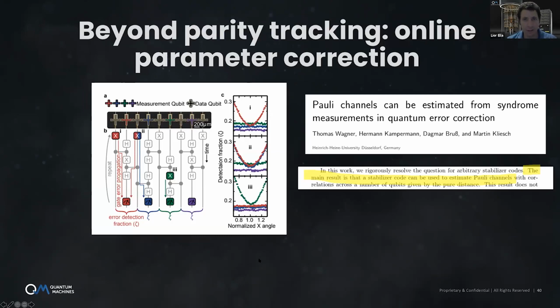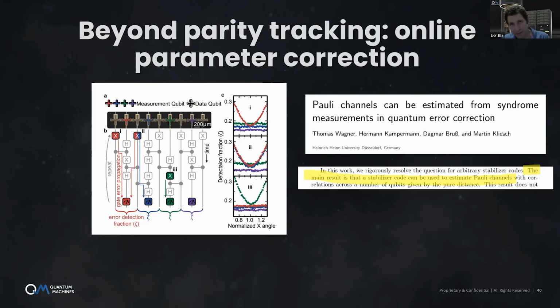Another thing that I want to discuss here is going beyond parity tracking, and that is basically the fact that we can use the detection events on the ancillas to correct for drifts on the control pulses. So we know that when we want to run a long fault-tolerant experiment, we'll probably need to run it for a long time. And as the experiment is running, we'll have drifts in the control parameters of the qubits. And we need to be able to correct them online without destroying the quantum state.